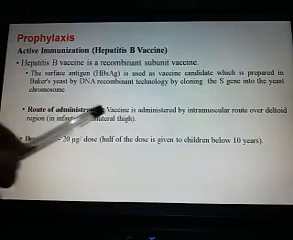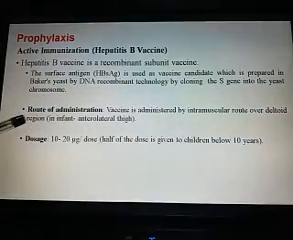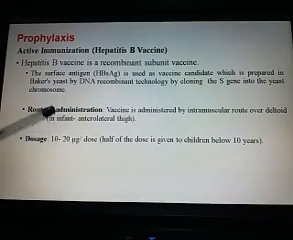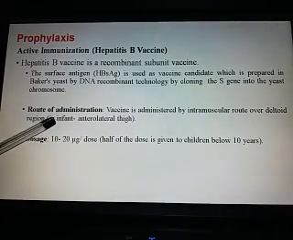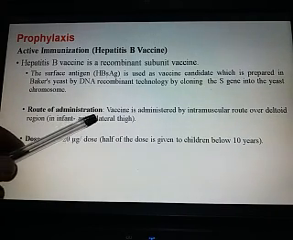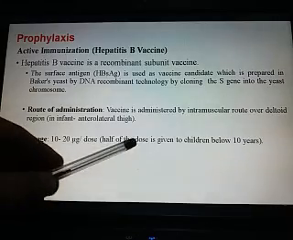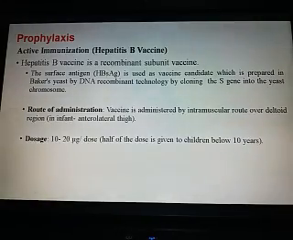Route of administration: the vaccine is administered by intramuscular route over the deltoid region, but in infants it is through the anterolateral thigh. Dosage is 10 to 20 microgram per dose. Half of the dose is given to children before 10 years. This dose is for the adult.